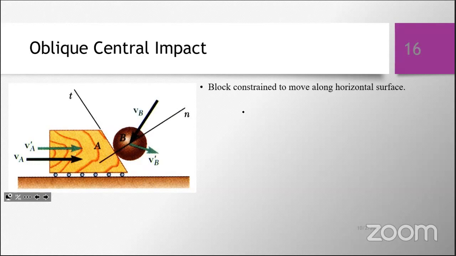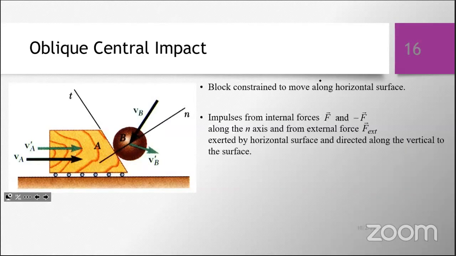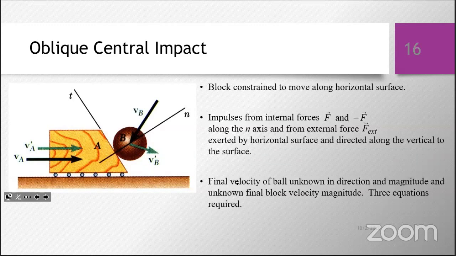So we're talking about it in terms of normal and tangential coordinates along the surface here. So what do we do? The impulses here, the impulses from the internal forces, F and negative F. We talked about this. There's going to be some force of the sand crawler pushing on the mini Death Star, but the mini Death Star is also hitting that with the same exact force, but in the opposite direction. So my internal forces are going to cancel. So momentum is still going to be conserved here. The final velocity of the ball is unknown in direction and magnitude. So we need three equations.